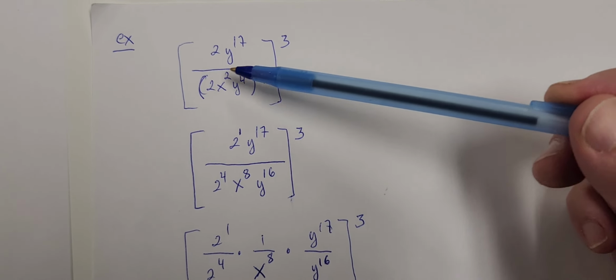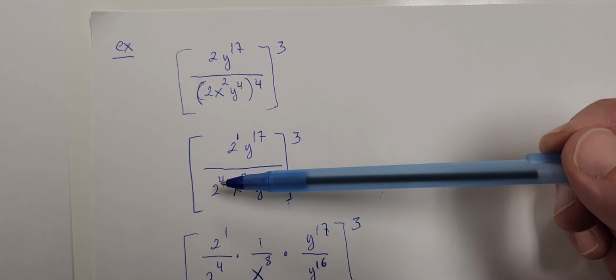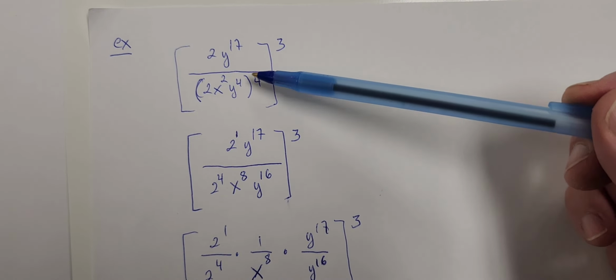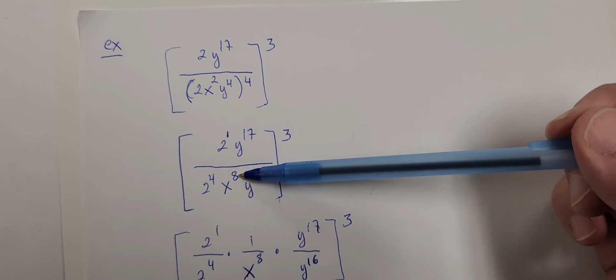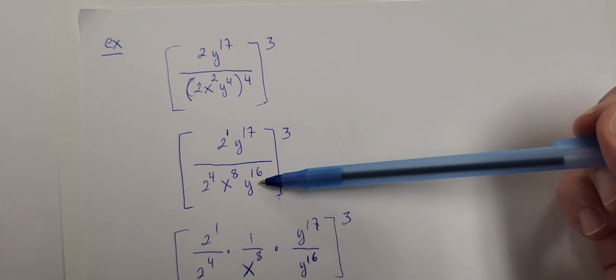So 4 distribute to the 2 gives me 2 to the 4th. 4, because I have parentheses, 4 times 2 gives me 8. 4 times 4 gives me 16.